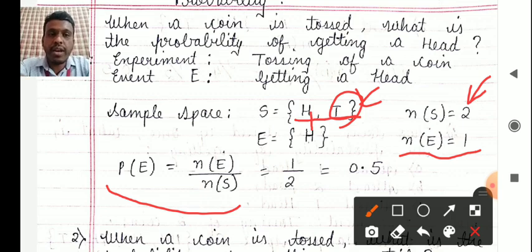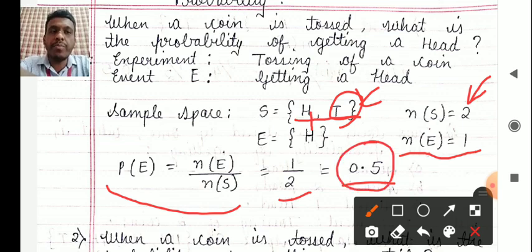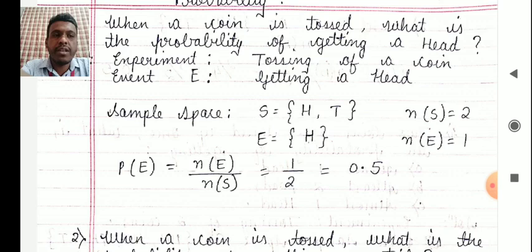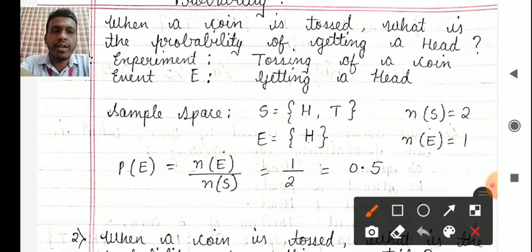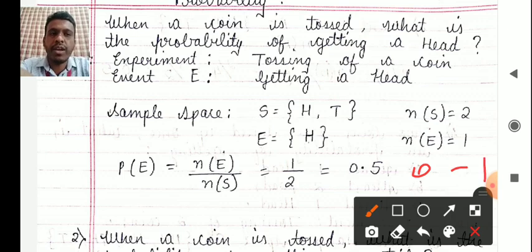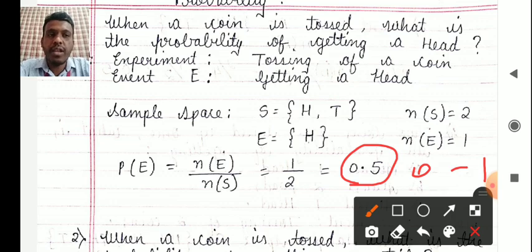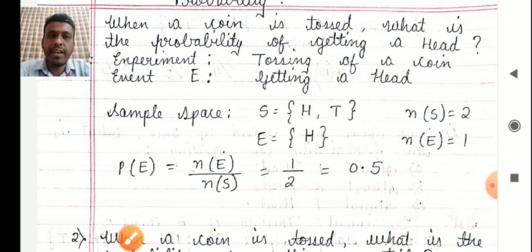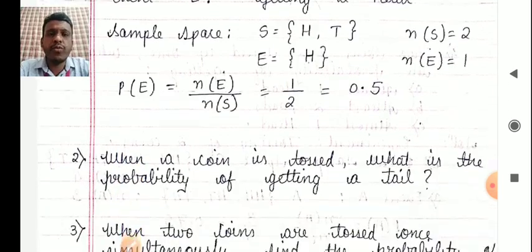So it is equal to n(E) upon n(S), which is 1 upon 2, which equals 0.5. Remember, the value you get should always be between 0 and 1. Is this between 0 and 1? Yes, it is, so it is correct. What is the meaning of this 0.5? It means it has a 50% chance of getting a head, right? And that is true. We'll move to the next problem.